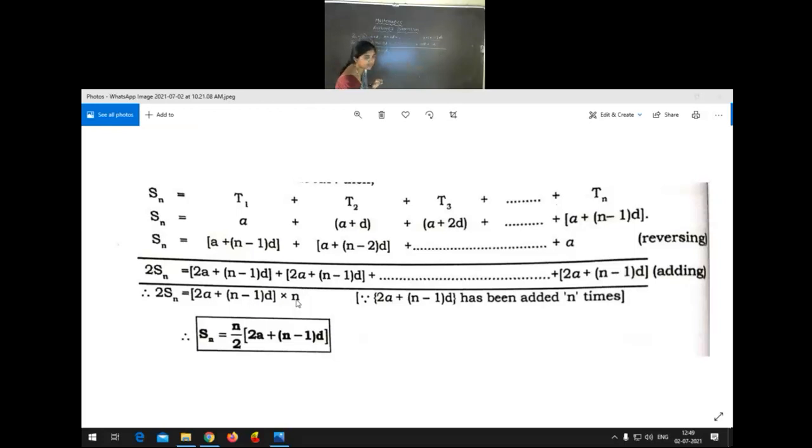So if you want the word explanation, here it is. Okay, see here. This 2a plus n minus 1 into d, so next also 2a plus n minus 1 into d, so on up to infinity. So that's why it is present n times. So 2Sn is equal to 2a plus n minus 1 into d, into n, number of times into n. So now we need just Sn. Just Sn we need. For that, what we have to do?